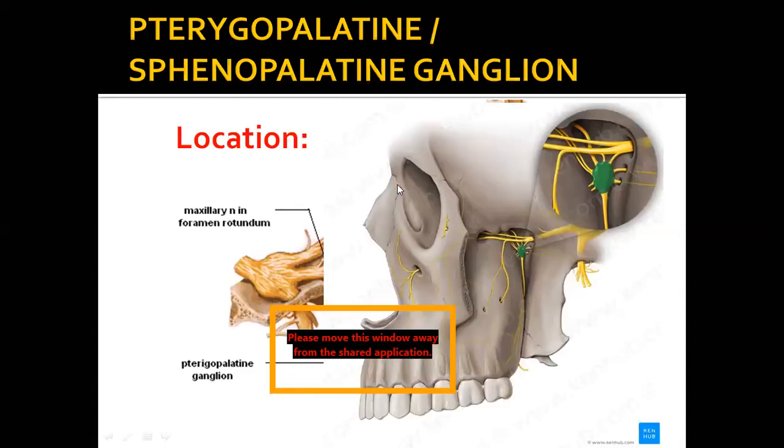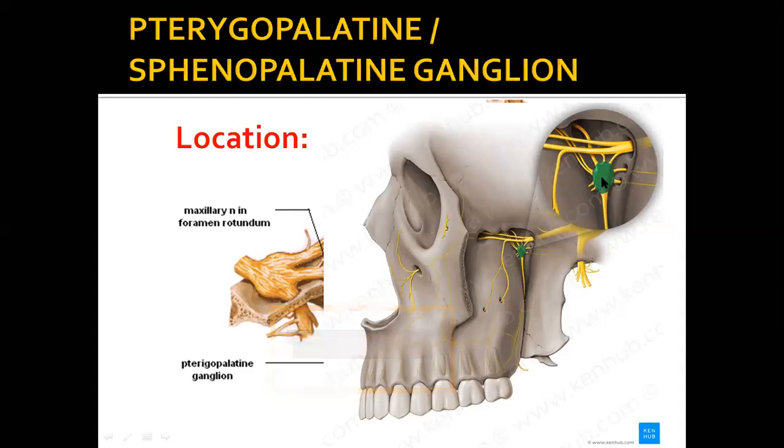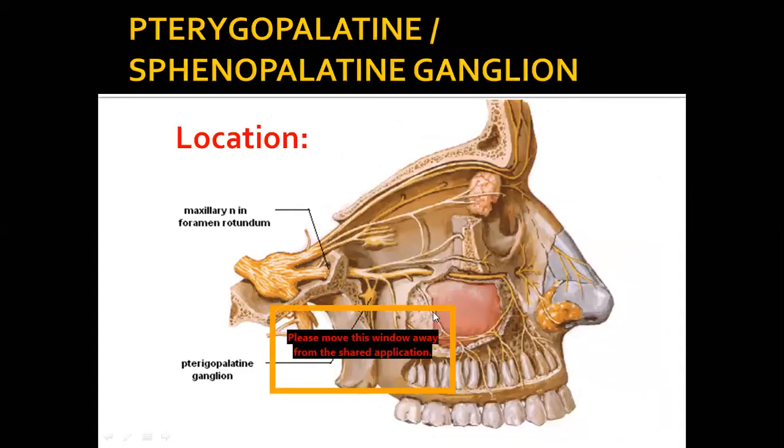You can see the location of the pterygopalatine ganglion in the pterygopalatine fossa. The green color here is the pterygopalatine ganglion. It is suspended from the maxillary nerve by two roots. You can see two roots suspending from the maxillary nerve. It's located in the deeper part of the pterygopalatine fossa. In the other picture, you can see the location of the ganglion suspended from the maxillary nerve by two roots. You can see through foramen rotundum the maxillary nerve enters here.